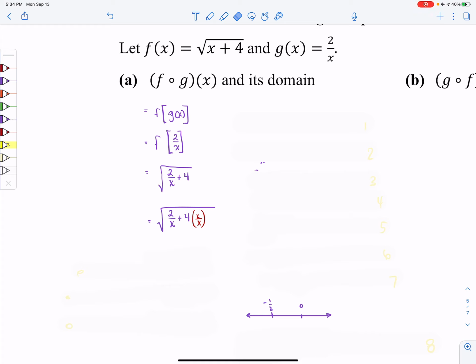And then notice that we've got our common denominator here. On top was our 2 plus 4x, so that's what you see here. This is where I'm rationalizing the denominator. Remember, you're not allowed to have a square root in the denominator. So we multiply by root x over root x.